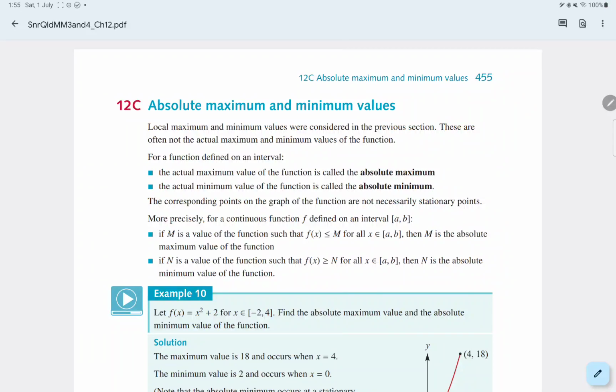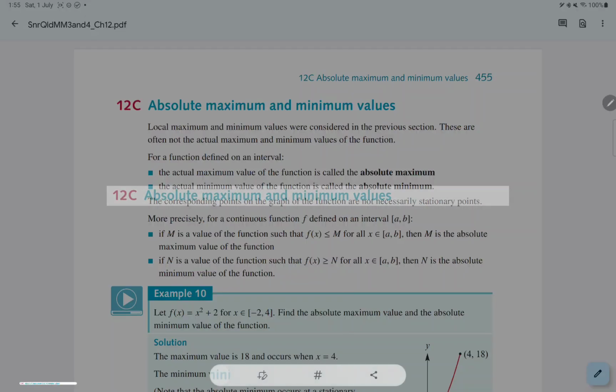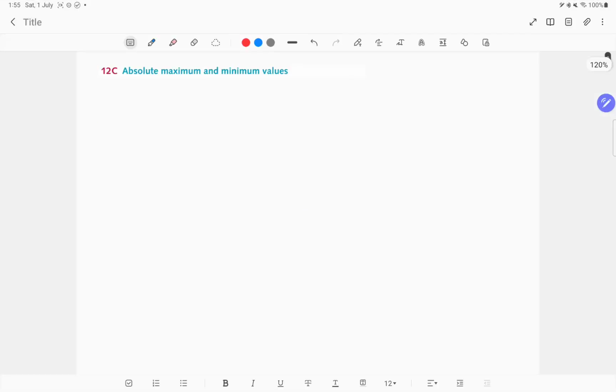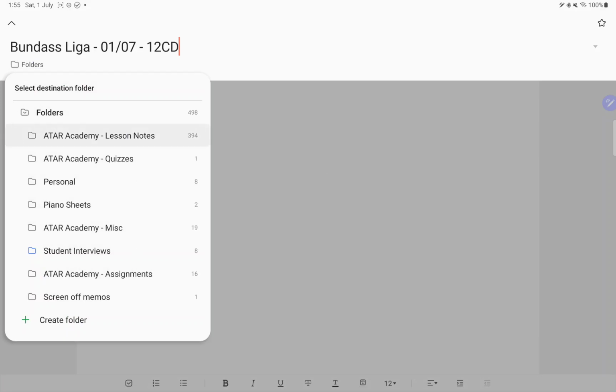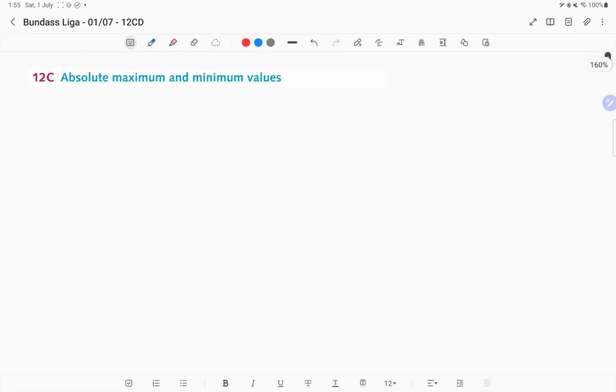12C. Now 12C is not new. If you guys remember this absolute maximum minimum, you did that in unit 3. You vaguely remember? Yeah, Suleiman, what do you remember? I'm pretty sure if it's an absolute maximum, it's the highest point. Very good. And the minimum is the lowest. Yep, highest and lowest point, correct.